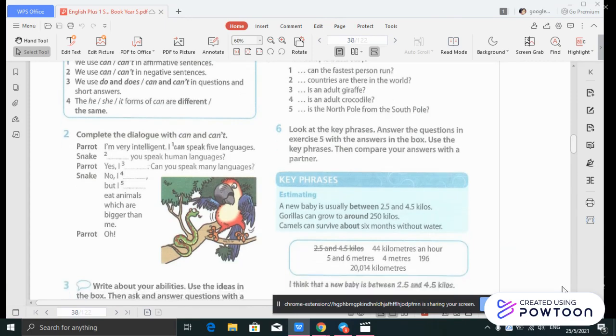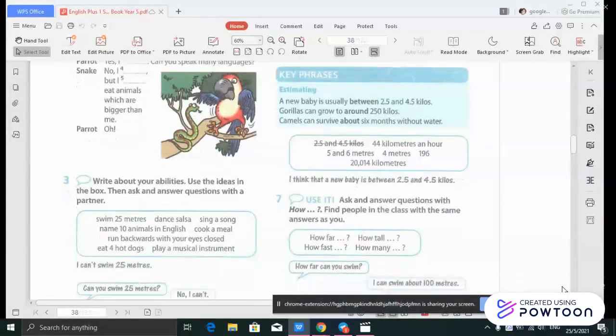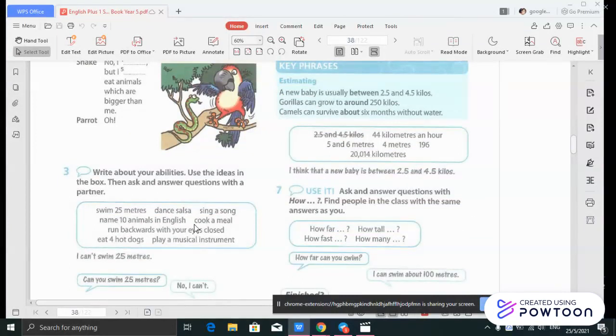Okay. So for activity 3, you need to write about your abilities. Again, you have to use can and can't. Use the ideas in the box, then ask and answer questions with a partner. So if you don't have a partner, you can just use the words here and make up a question and give an answer. Can you swim 25 meters? Can you swim 25 meters is an example. I can't swim 25 meters. No, I can't. So this is an example of how you're supposed to give an answer to this kind of question.